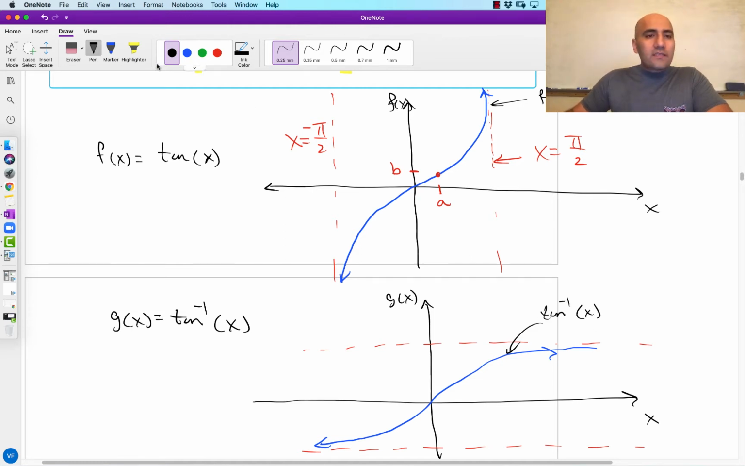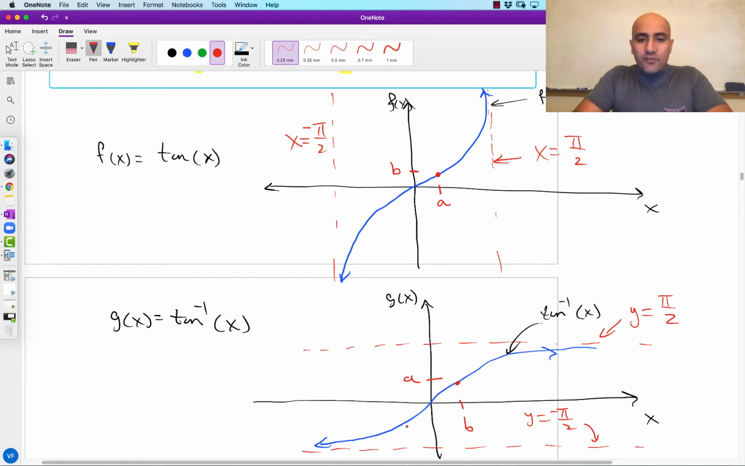And there'll be horizontal asymptotes here at y equals pi over 2, and here at y equals negative pi over 2, right? And that's where one of these little ordered pair values in here will be the ordered pair. Good. Okay, so here's an example of a function, tangent inverse of x, that has two different horizontal asymptotes.